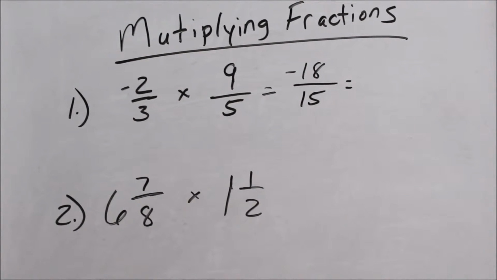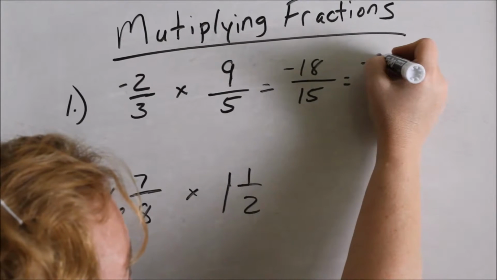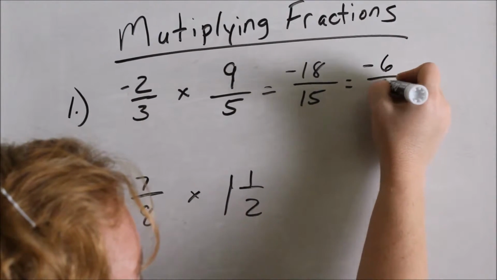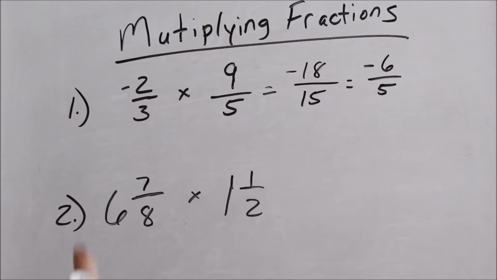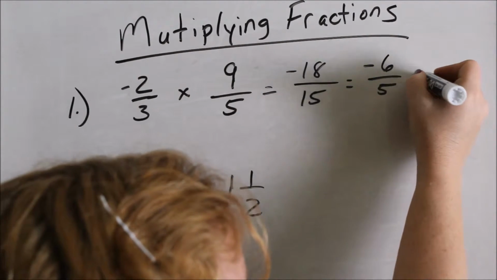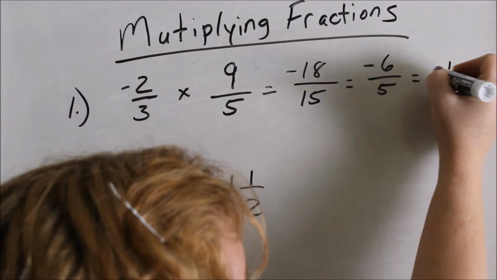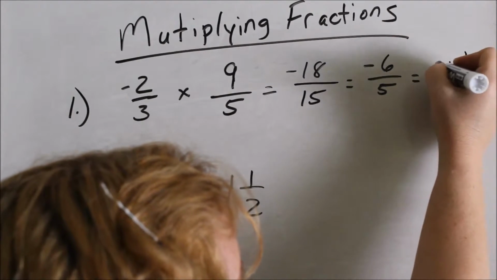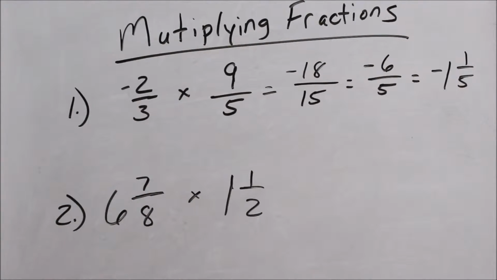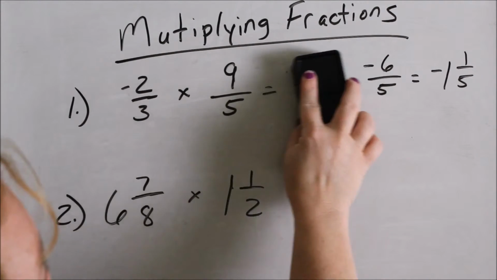And then I can reduce that fraction. I can reduce it by 3. So that would be a -6/5. And then if you want to turn that into a mixed number, you can. Ignore the negative for a minute. 5 goes into 6 one time. There's 1 left over. And then you just bring your negative out in front.